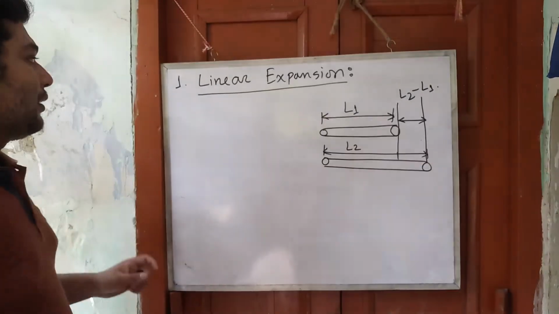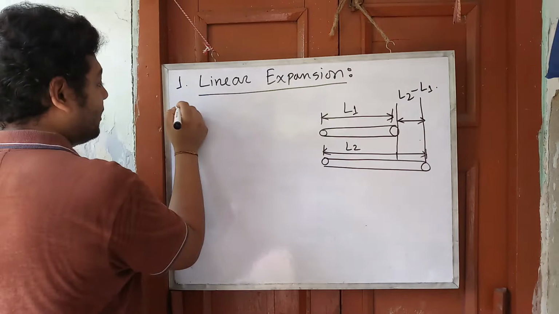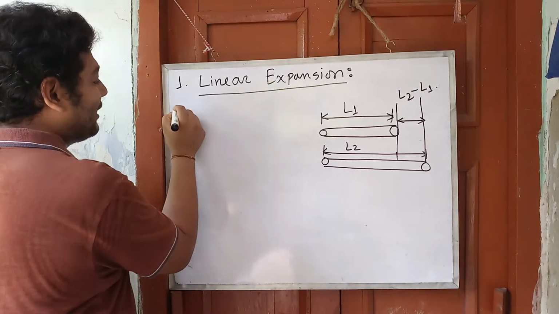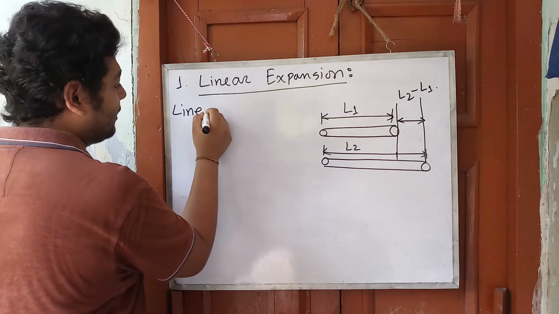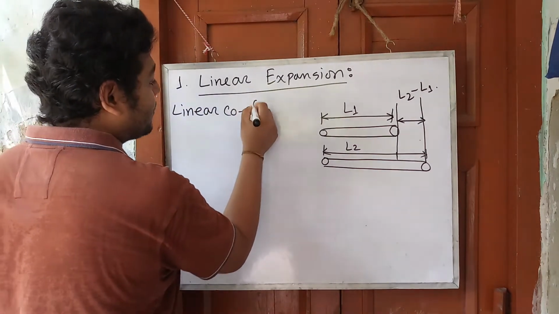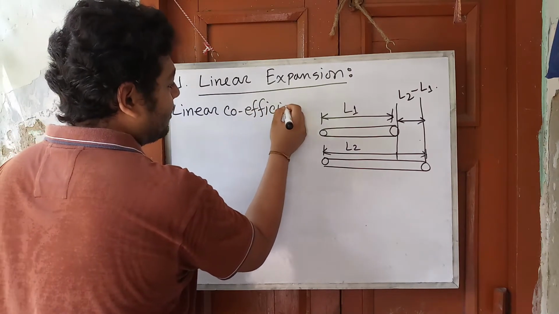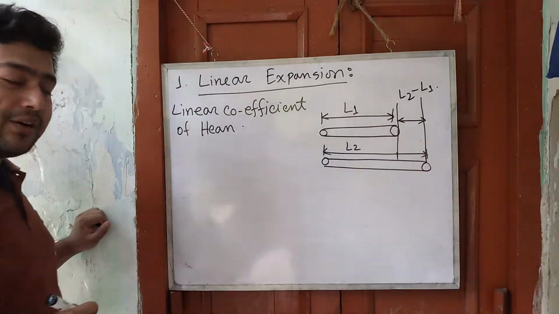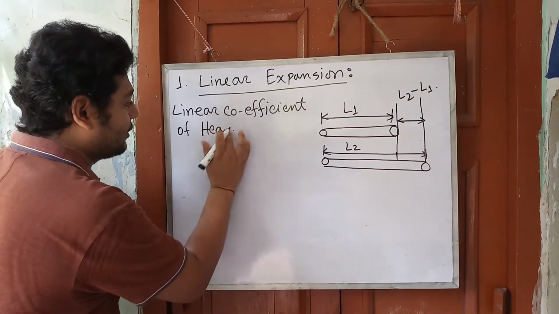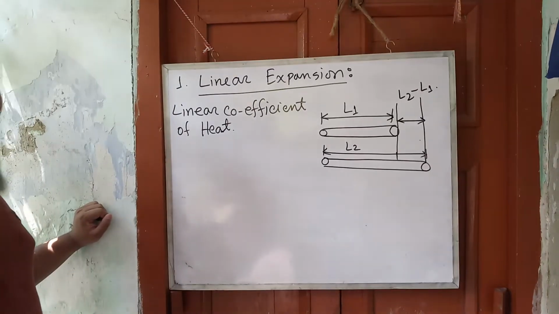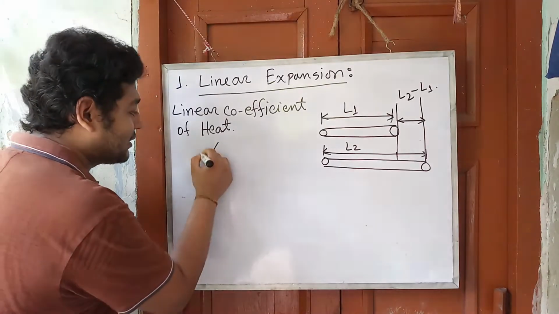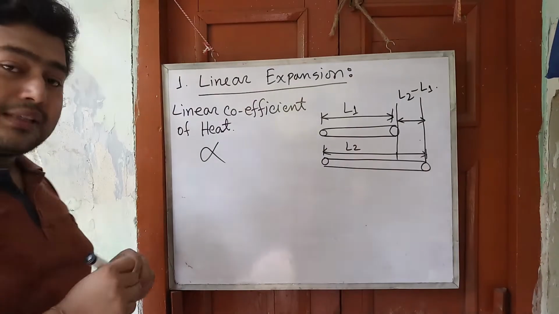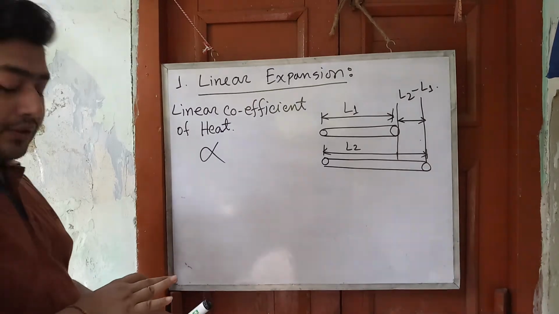So here we have a coefficient. For linear expansion, the coefficient is called the linear coefficient of heat, and we denote it as alpha. Alpha is a linear coefficient.